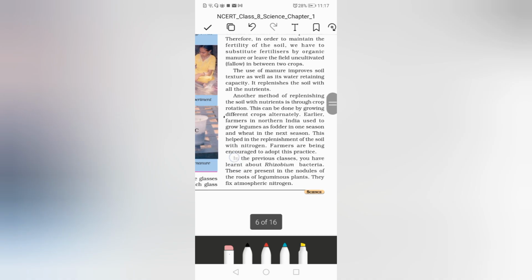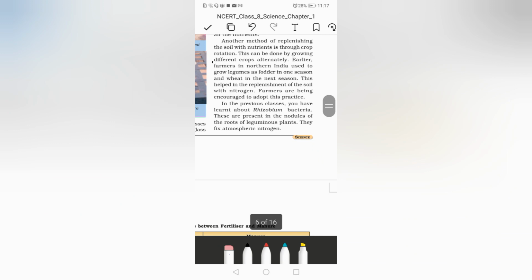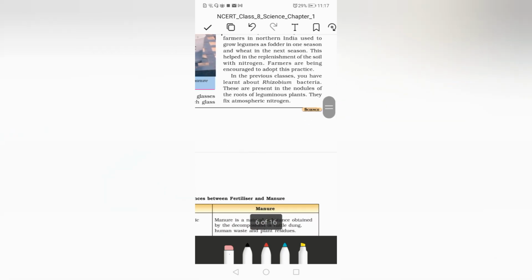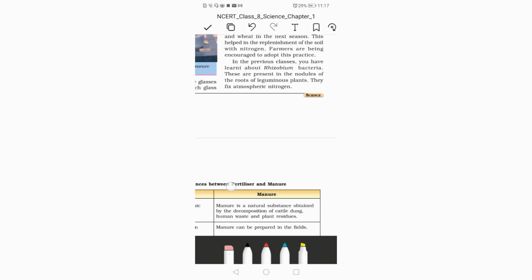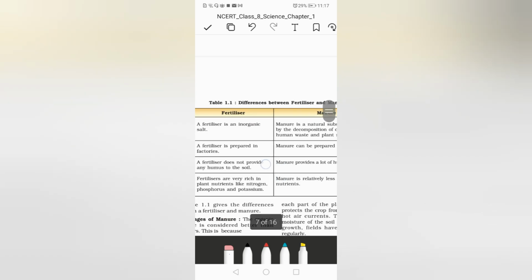Farmers are being encouraged to adopt this practice. In the previous classes, you have learned about Rhizobium bacteria. These are present in the nodules of the roots of leguminous plants. These fix the atmospheric nitrogen.